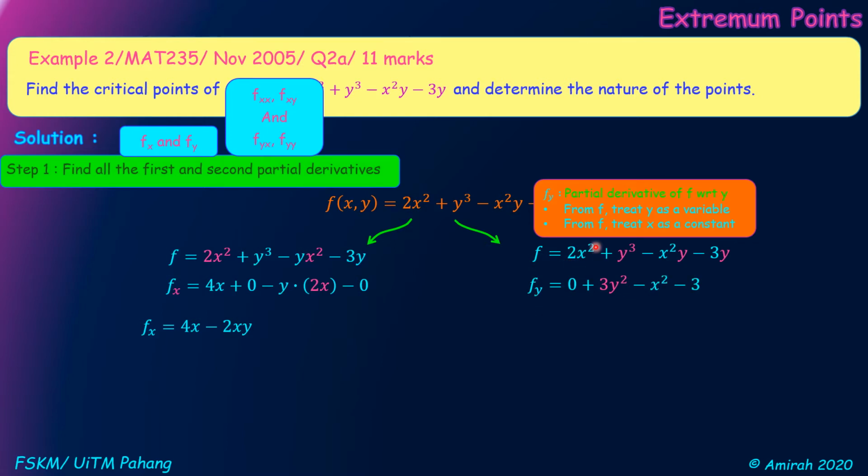When we differentiate 2x squared, now we treat x as a constant. So x squared is constant, and times 2 is also constant, and when we differentiate a constant, it equals 0. Then y cubed is a variable. When we differentiate y cubed with respect to y, using the power rule, we get 3y squared. Then for x squared y, x squared is a constant and y is a variable, so we keep the constant in front and differentiate y, which equals 1. So we get x squared here. To differentiate 3y with respect to y, we get 3. Then we simplify, and we get fy equals 3y squared minus x squared minus 3.